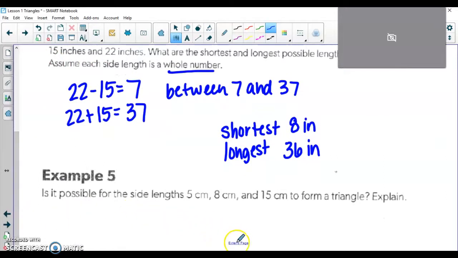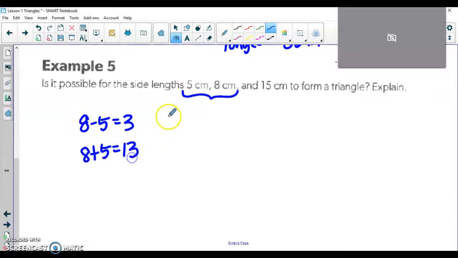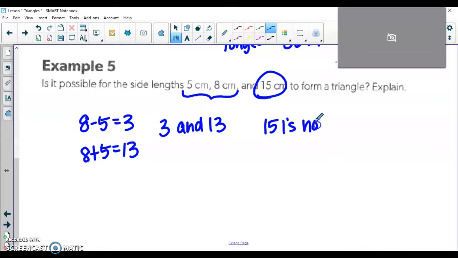In example 5, how do we check one? If we have 3 sides given to us, I recommend you just take the first 2, and you're going to subtract, and you're going to add, and your third side needs to be between 3 and 13. So now check the third side. Is 15 in between 3 and 13? 15 is not between 3 and 13.